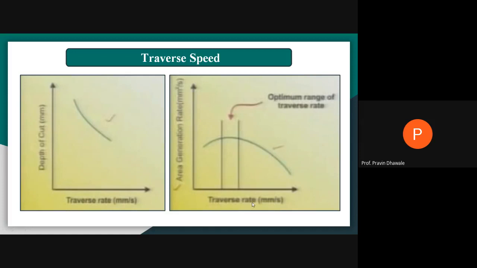So these two diagrams are self-explanatory. They show the effect of transfer speed on depth of cut. At the same time, it shows the effect on area generation rate for the optimum range of transfer rate. Draw this diagram also.